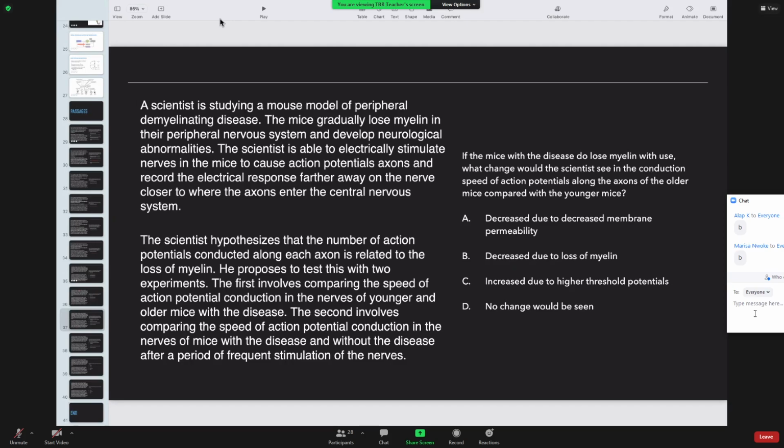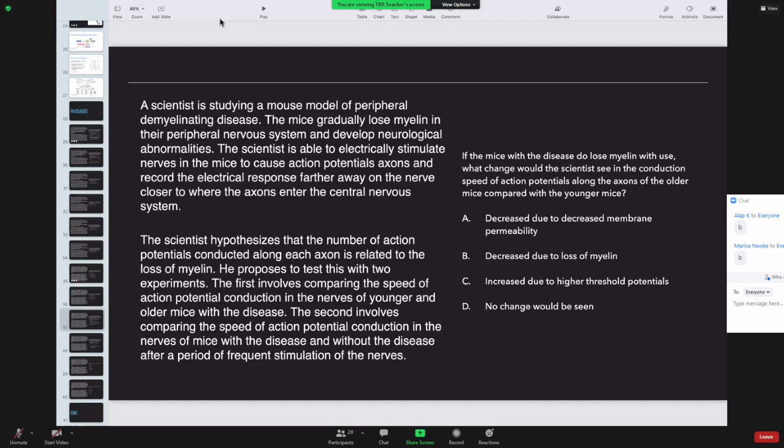Alrighty, looking good. So we're looking at a demyelinating disease. Mice gradually lose myelin with use, right? The question is asking, if the mice with the disease lose it with use, what change would you see in the speed of action potentials along axons if we have older mice compared to younger mice? If we're losing it with use, obviously the older mice are going to use their myelin more, so they're going to lose more myelin.